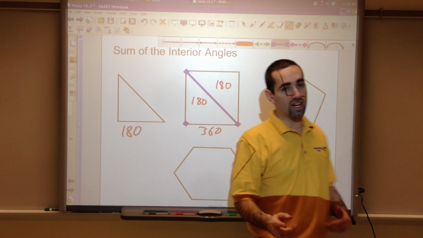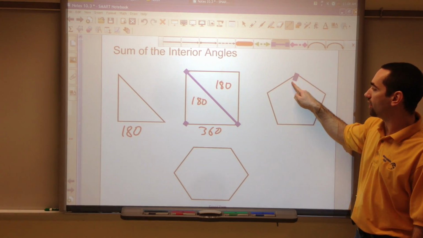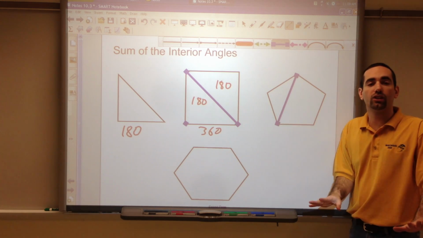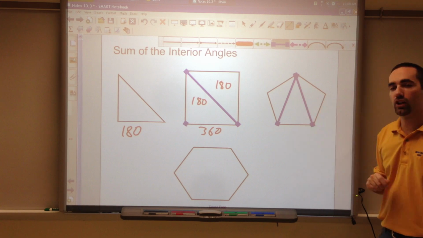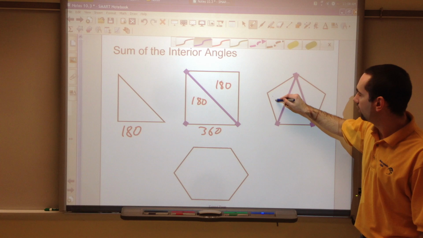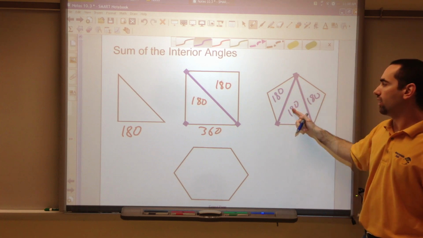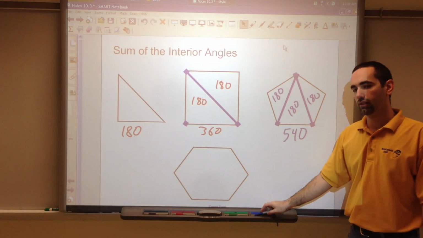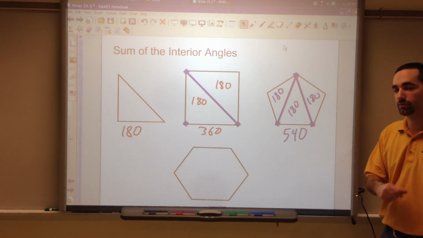So let's apply that idea to a pentagon. I'm going to just choose the top one here. See, that's a triangle. I'm not going to touch it any further. Another triangle, and another triangle. 180, 180, 180. Add all those up. The sum of the interior angles in a pentagon is 540.